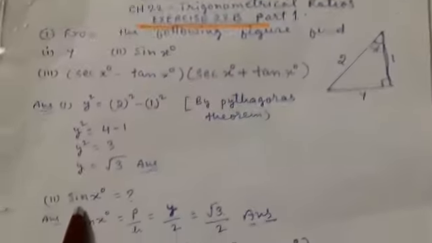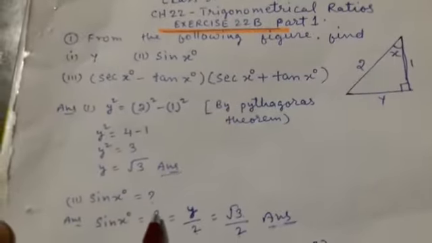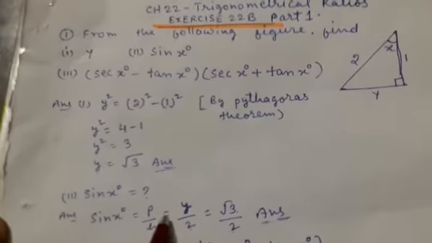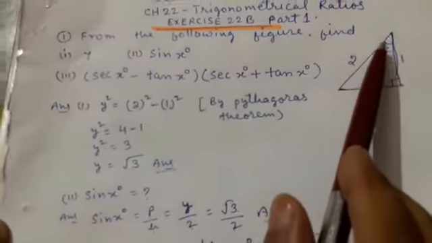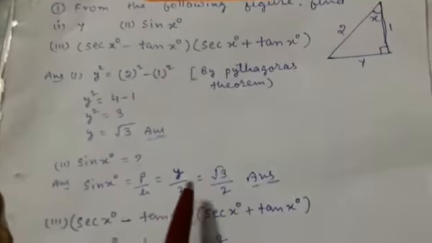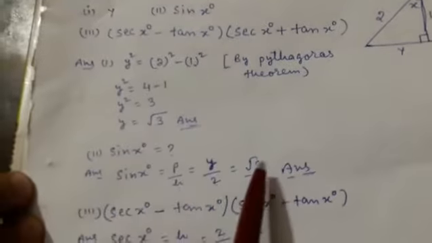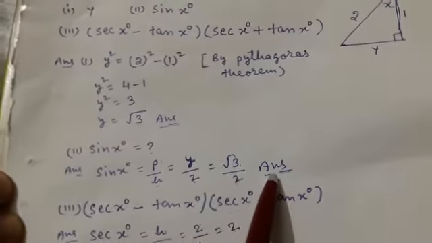Now second part, sine x degree is equal to what? So sine x degree, as we know that sine theta is equal to p by h. Therefore p is y, according to this angle this will be p, y upon 2. So what is the value of y? We have already proved y is equal to root 3, so it is root 3 by 2. This is our second answer.